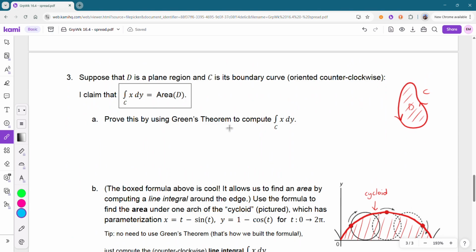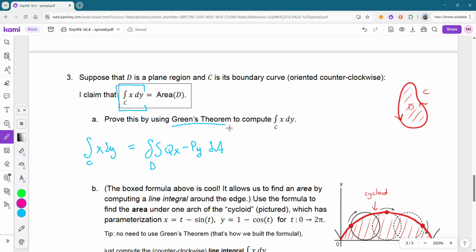And so to prove this using Green's theorem, once again, we can just use Green's theorem to swap out that line integral for a double integral and see what we get. And so Green's theorem says that's going to give us the double integral over D of Qx minus Py.